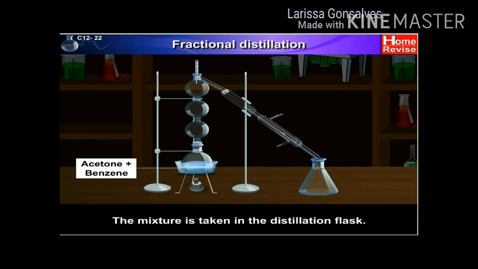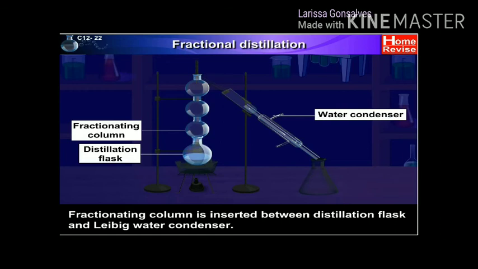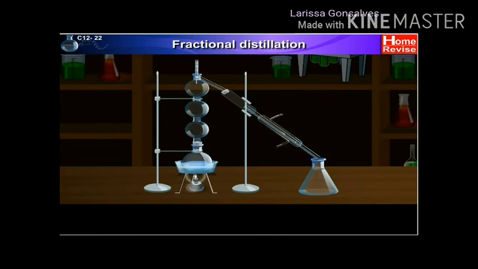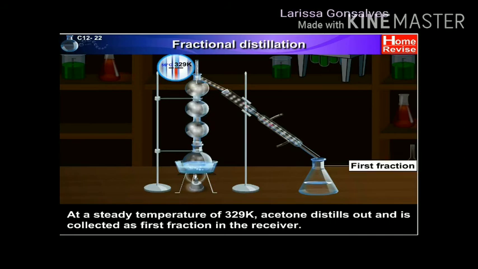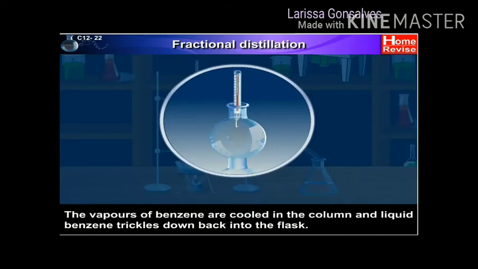The mixture is taken in the distillation flask. Fractionating column is inserted between distillation flask and Liebig water condenser. The flask is heated on water bath. At a steady temperature of 329 Kelvin, acetone distills out and is collected as first fraction in the receiver. The vapors of benzene are cooled in the column, and liquid benzene trickles down back into the flask.